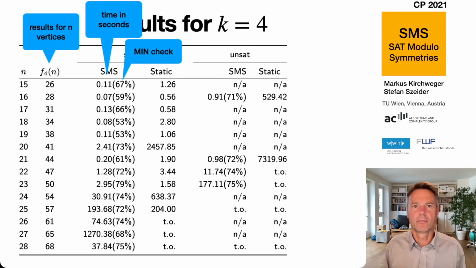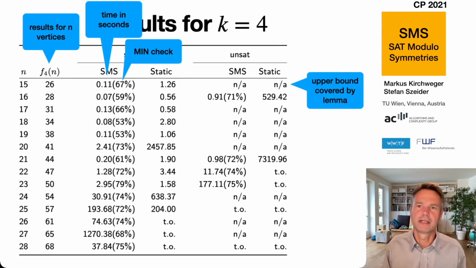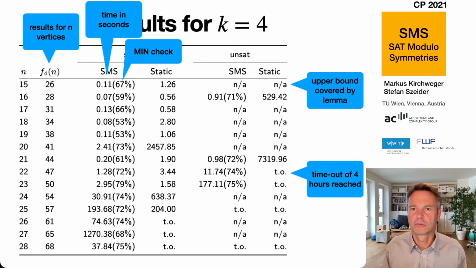And in parentheses for SMS, we always give the percentage of the total running time we have spent for the minimality check. NA means that the upper bound is covered by the Bench's lemma, so we don't need to compute it. And we have a timeout of 4 hours. And DO means this timeout has been reached.